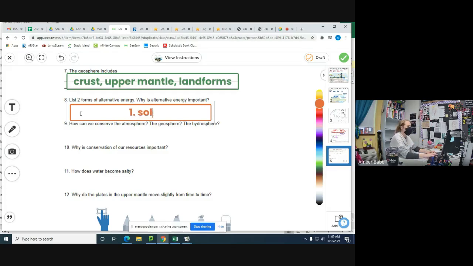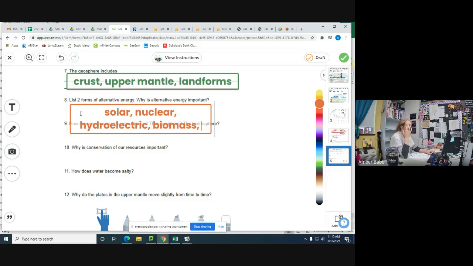Zeke is giving me solar. I'm going to list all of them and you can pick from it. Solar. Zeke said nuclear. Give me a different one. Hydroelectric. Biomass. Thank you for giving me a lot. What else? You gave me hydroelectric, I typed it. Windmills. Okay, Zeke knows all of them. He's going to be an electrical engineer. Thermoelectric, and I'm still waiting for one more.